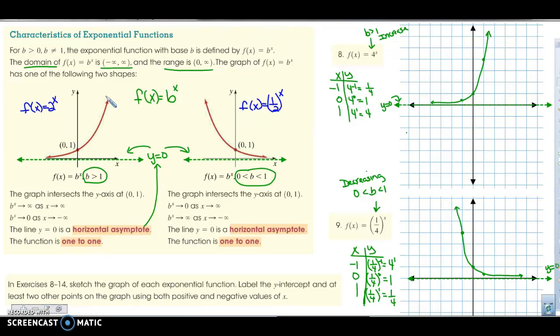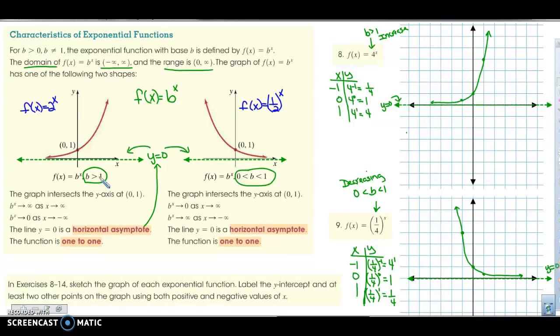increasing exponential function. I like to say this is how you want your bank account to look, continuously increasing. On the right-hand side, this is what our exponential function will look like when the base is a number between 0 and 1. It'll be a decreasing exponential function.